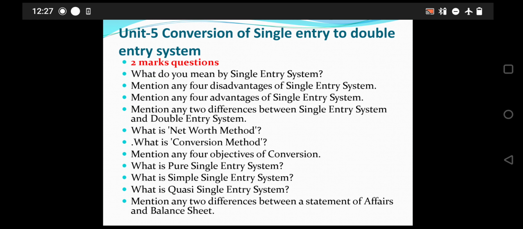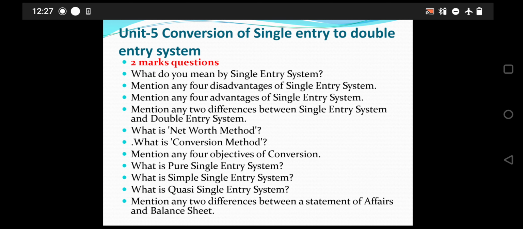So single entry system is a system of accounting from incomplete records. The accounting system which does not follow the double entry system of accounting principle is called single entry system. And mention any 4 advantages and disadvantages of single entry system. Again, advantages are very few. We can say it is very economical, very simple and easy to maintain, and it is best suitable for sole trading and small partnership firms.